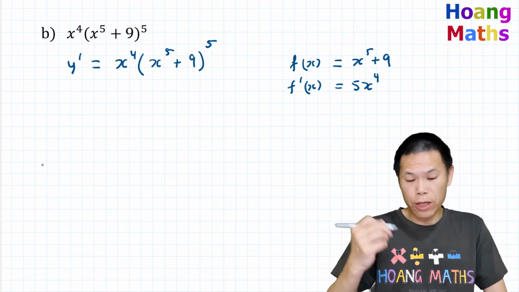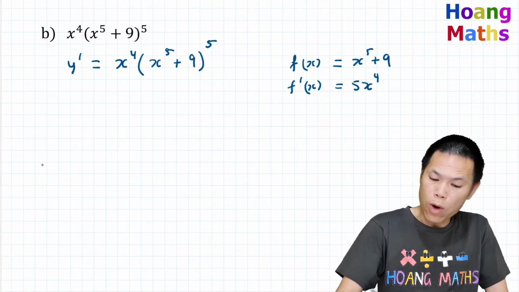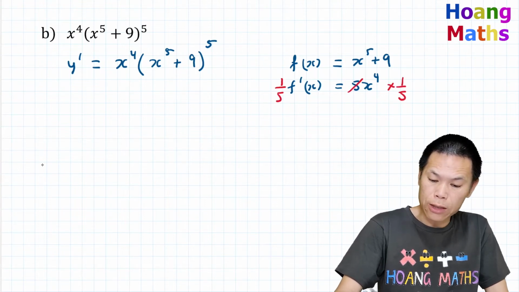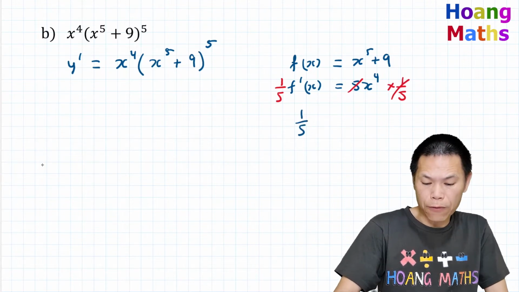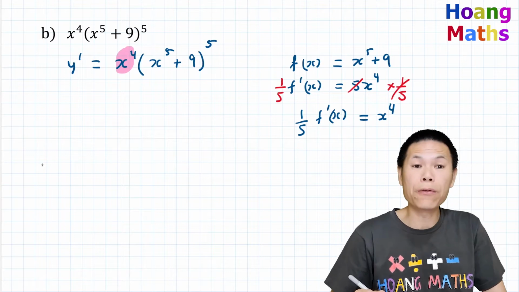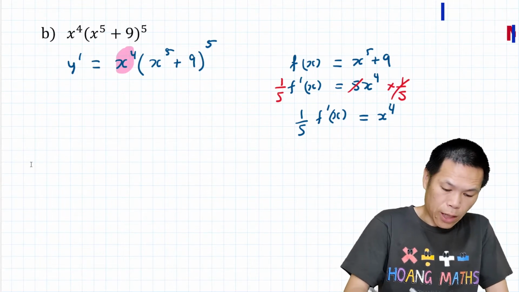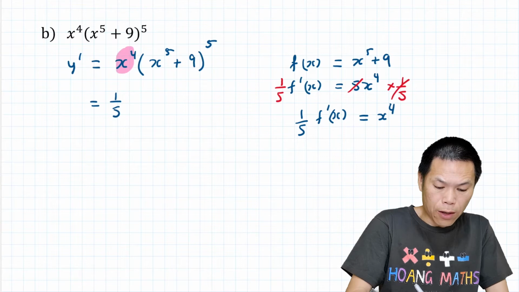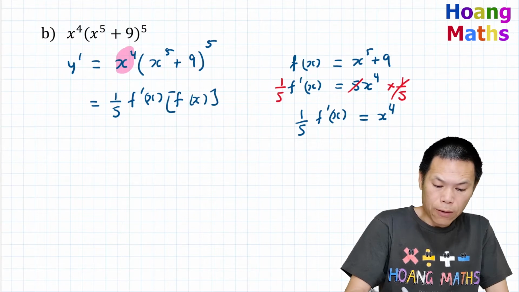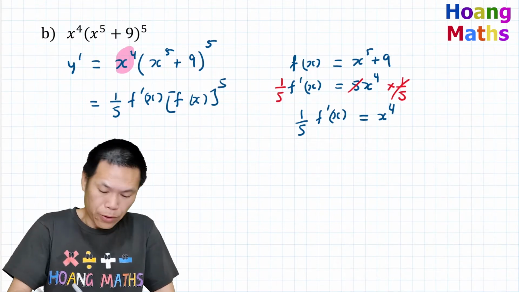So now, if you think about it, if I multiply by 1/5 on both sides, this cancels out. This means that 1/5 of f dash x is equal to x to the power of 4. So this is 1/5 of f dash x, and then times f of x to the power of 5. So now what we do, we just use the rule.